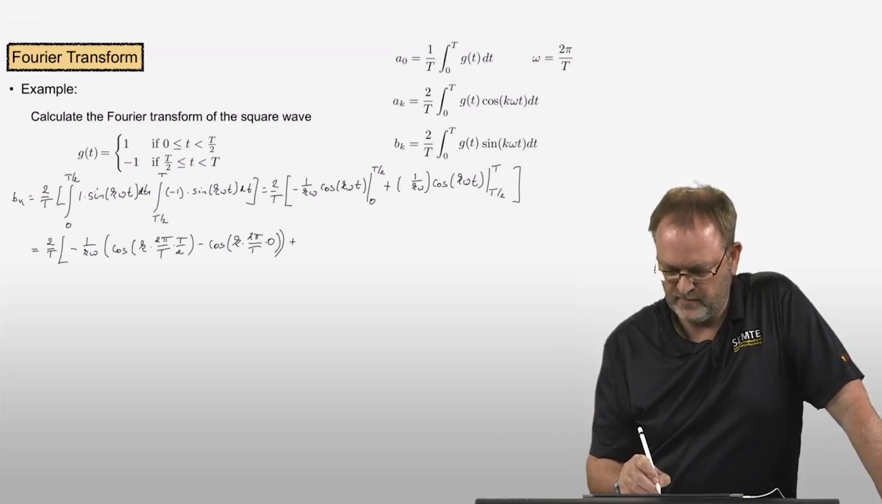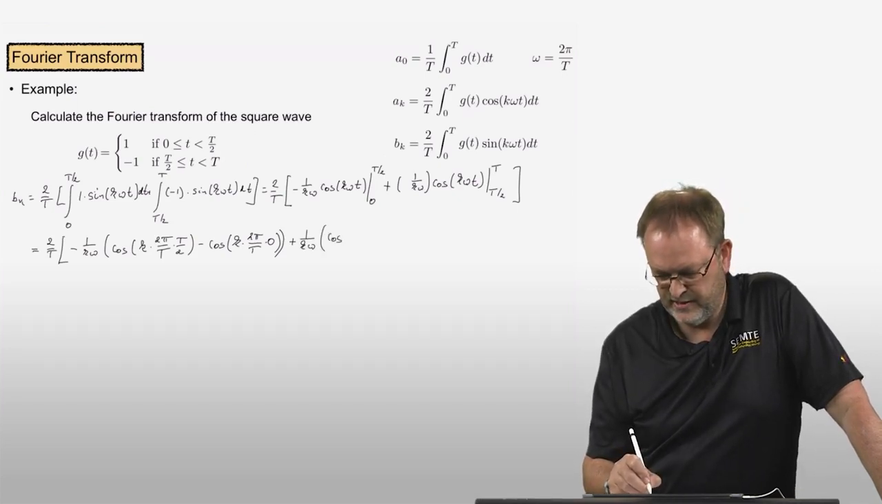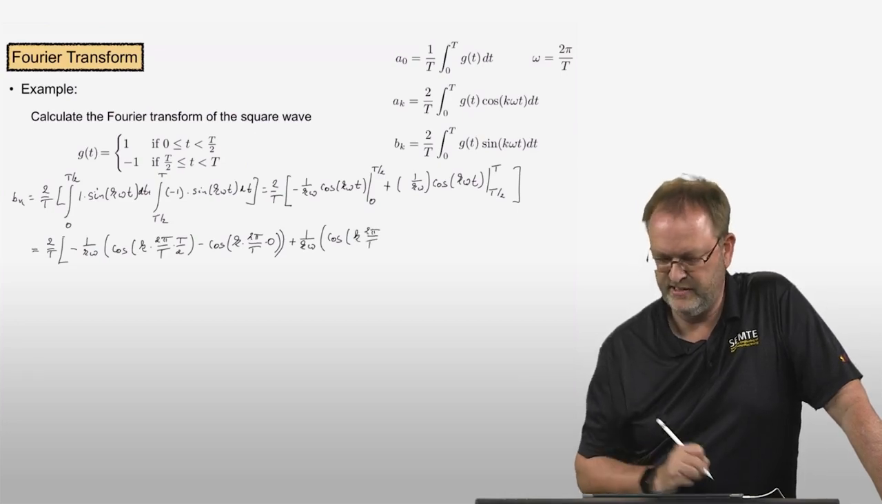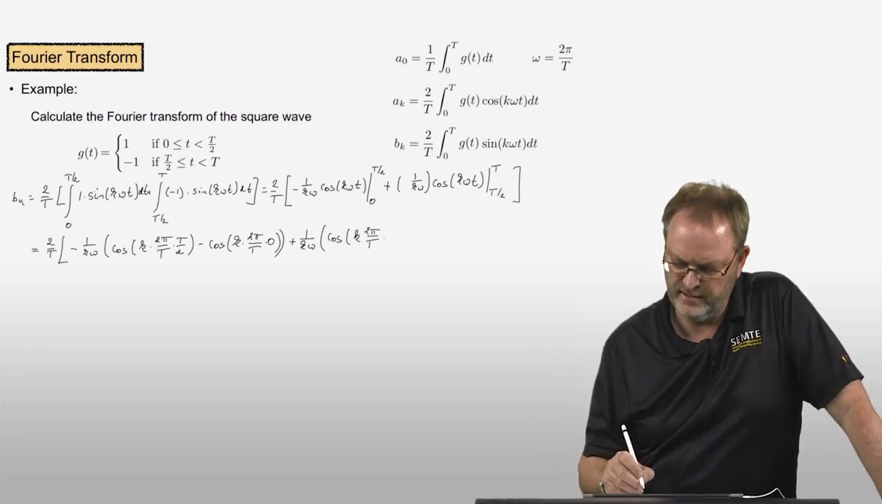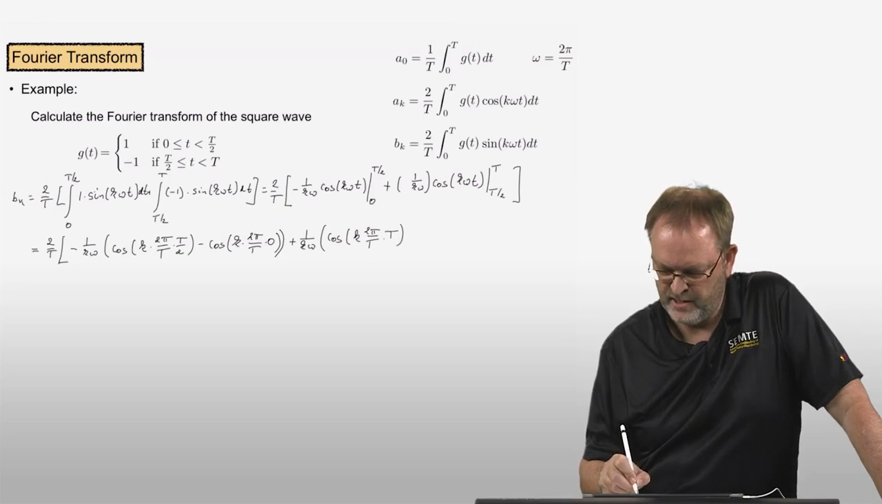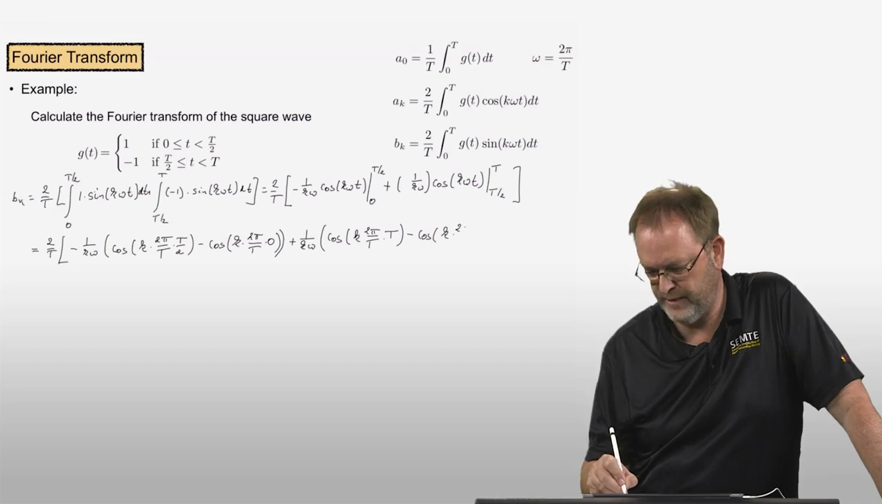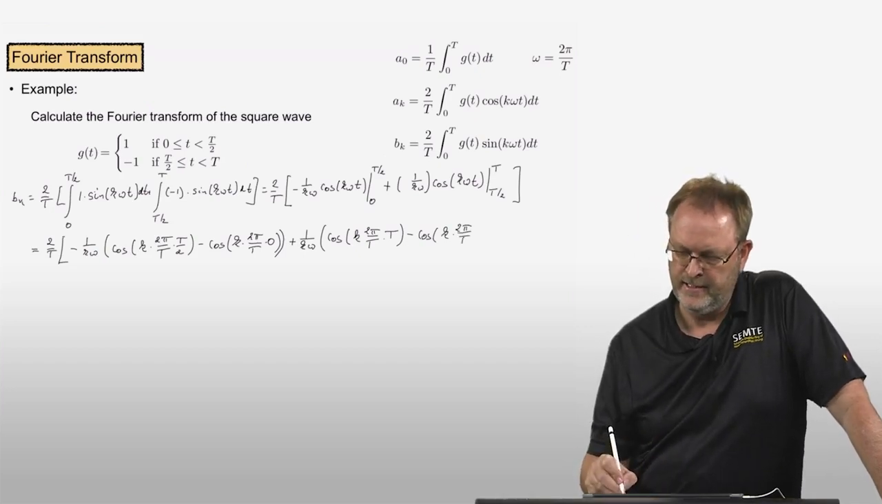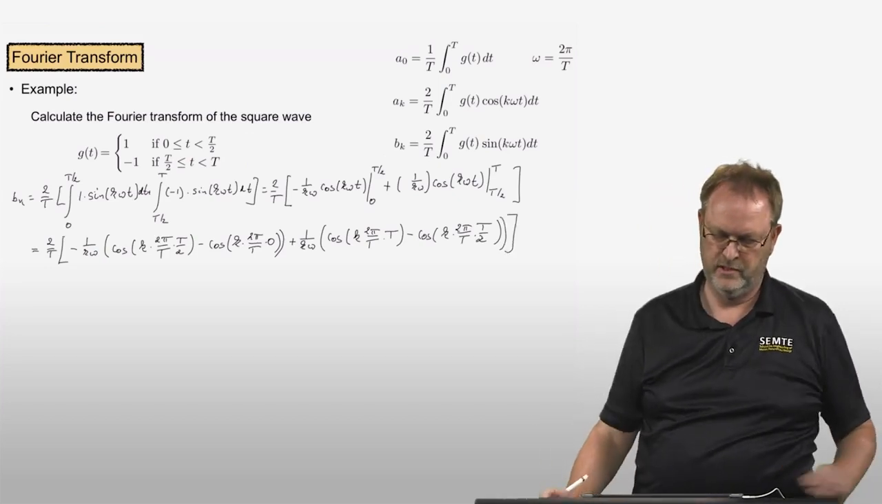And then plus 1 over k omega times the cosine of k omega, but omega is 2 pi divided by uppercase T, the fundamental period, times the upper integration bound, that's uppercase T, and now minus the cosine of k times omega, omega is 2 pi divided by uppercase T, times the lower integration bound, that is T divided by 2. Okay, I'm going to close all of these parentheses.